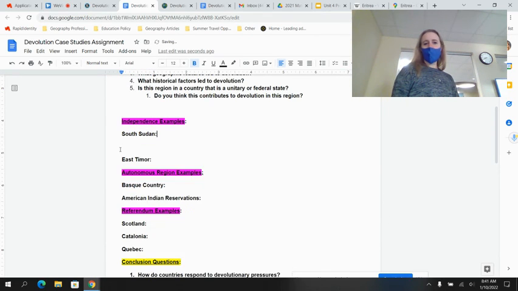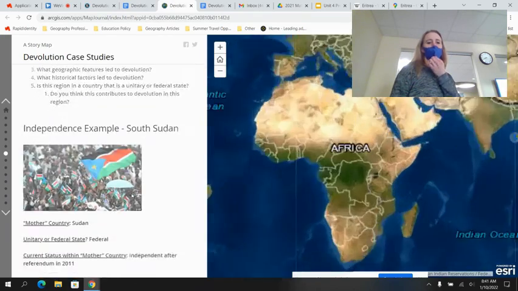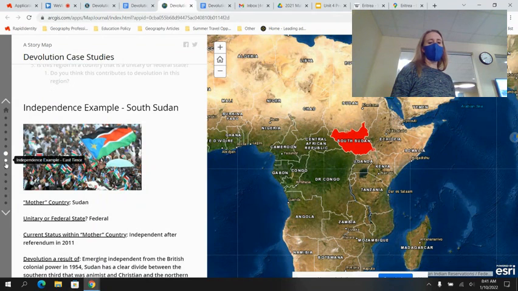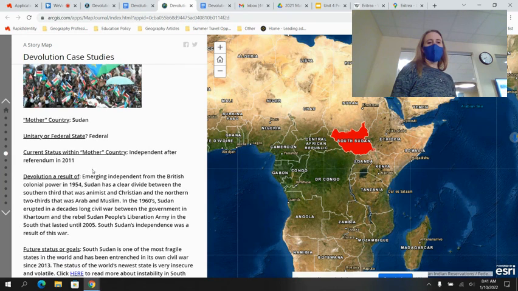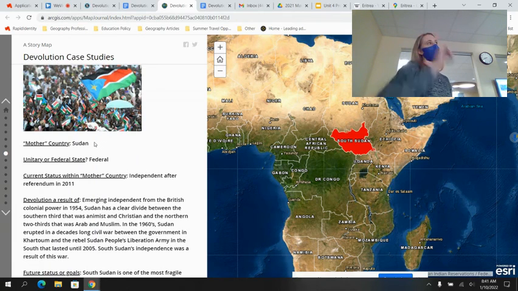So you have maybe 4 minutes to choose which ones you're going to do. When you go down, you're going to find the examples down here. If you roll your mouse over these, you can jump to them, and it gives you a lot of the information. It'll give you the example, and then the quote-unquote mother country, meaning the country that this is a region of, or was a region of. South Sudan is the newest country in the world, and East Timor is the second newest. They're the only two countries that have gained independence in the 2000s.